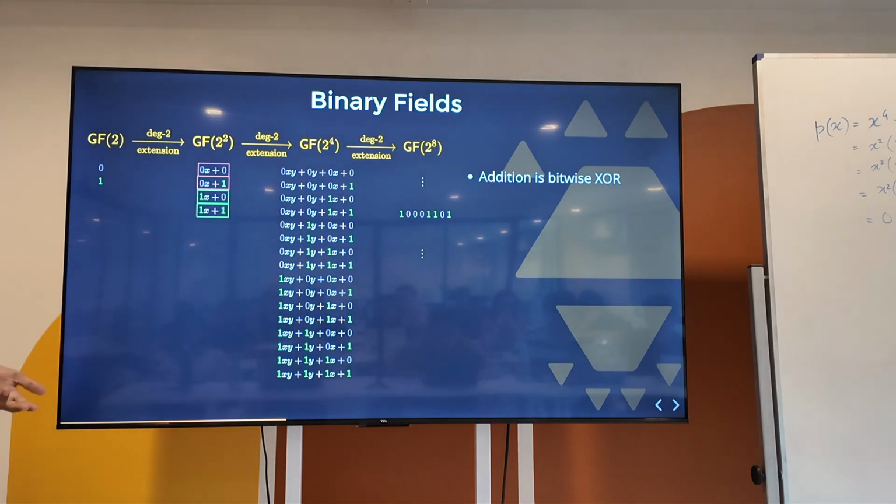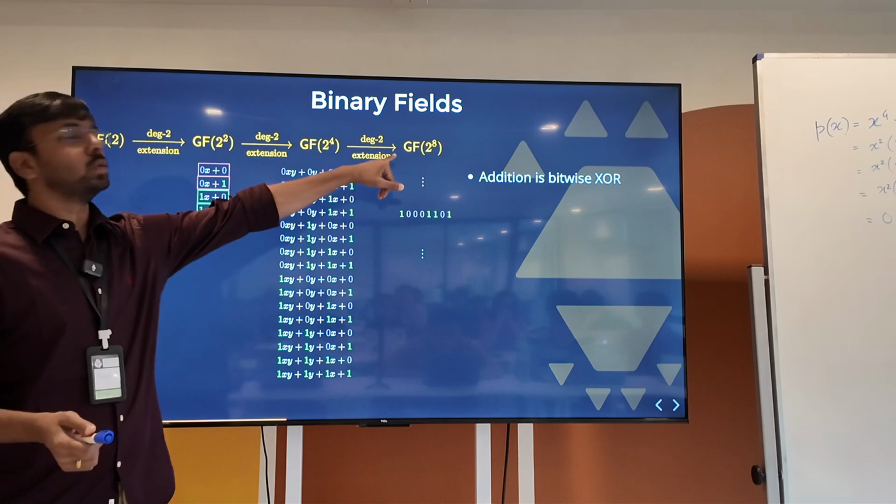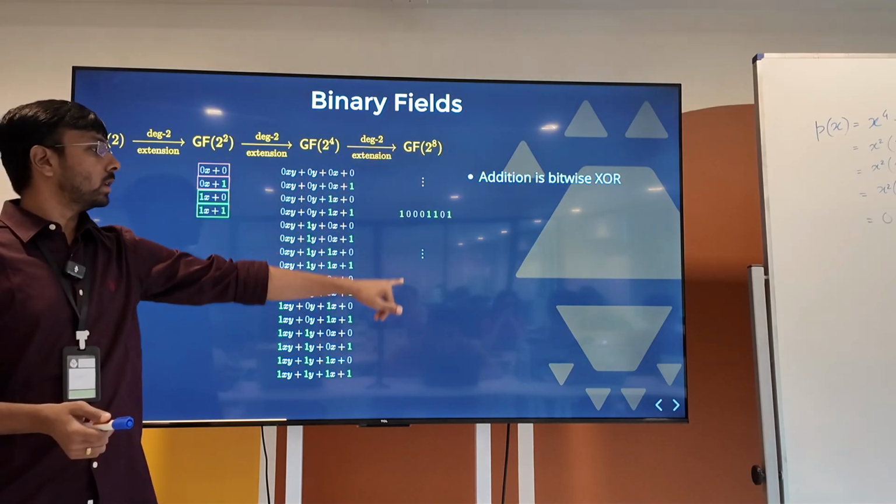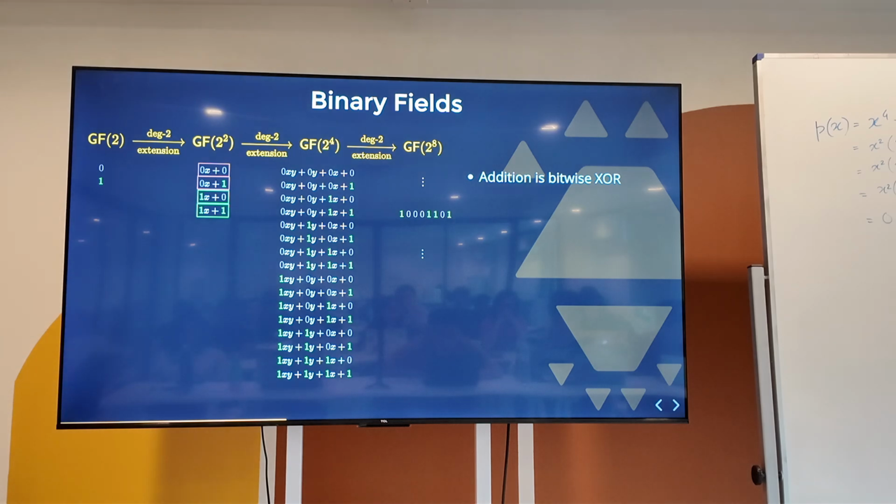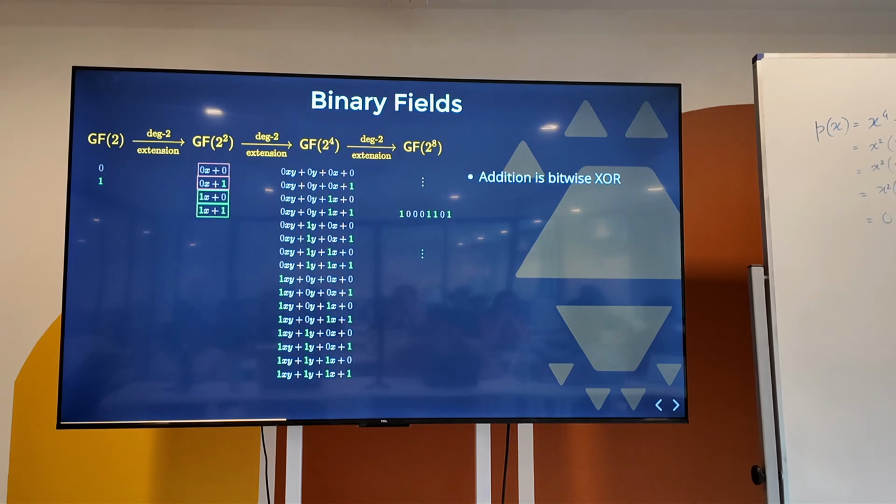Addition is basically just bitwise XOR. So if you want to do addition in GF(2^8), you just take this number and the second number, and take the bitwise XOR. That should give you the result of adding two field numbers. Now compare this: if you have two numbers in the BN254 field, adding them is a much more computationally intensive task. So doing addition in binary fields is almost free. There is no cost associated with it.